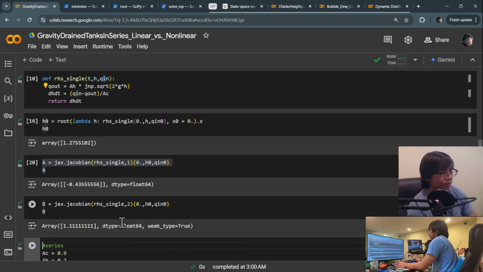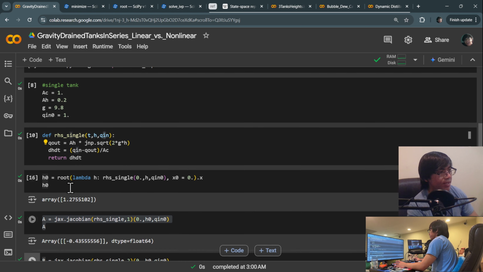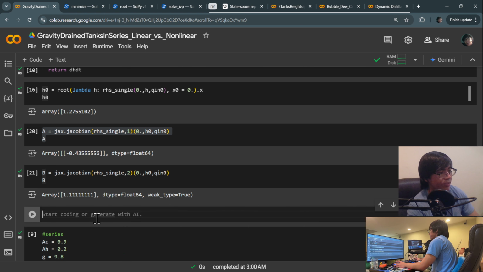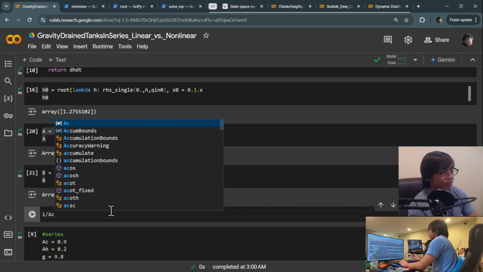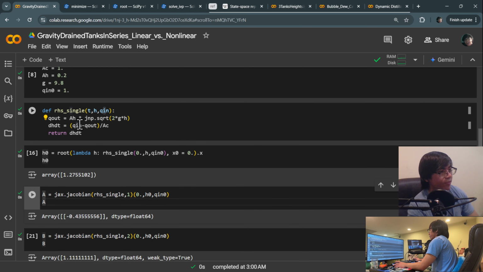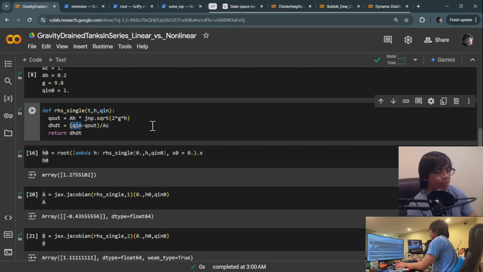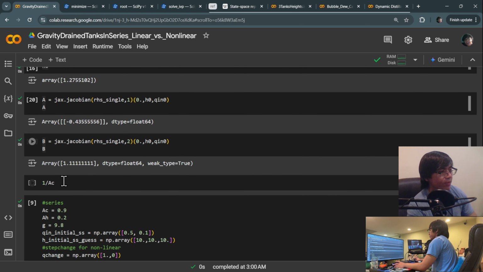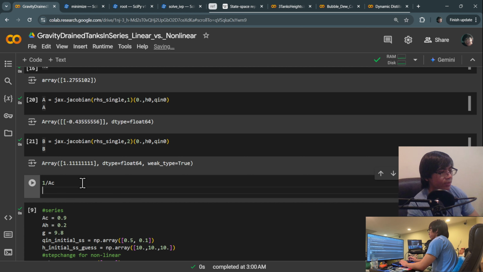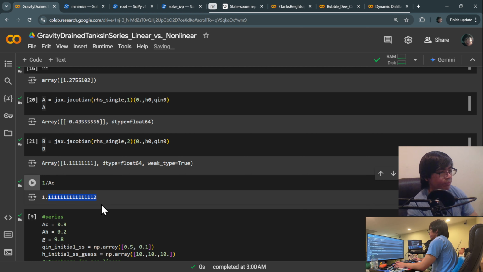So now we have a number, and this is 1 over AC. Remember, if I take the derivative of that function of our right-hand side, we have Q in minus Q out, divided by AC. Q out divided by AC is a constant. We're interested in Q in, so the partial derivative of Q in over AC is just 1 over AC. So 1 over AC should give you the exact same number. Pretty cool.